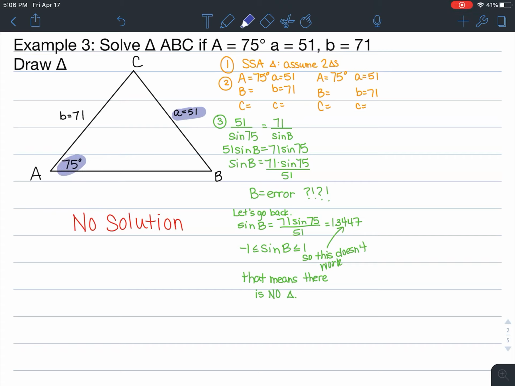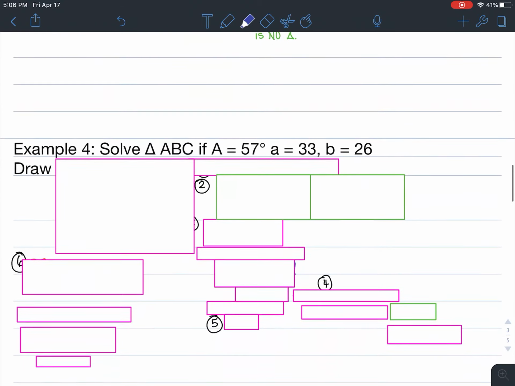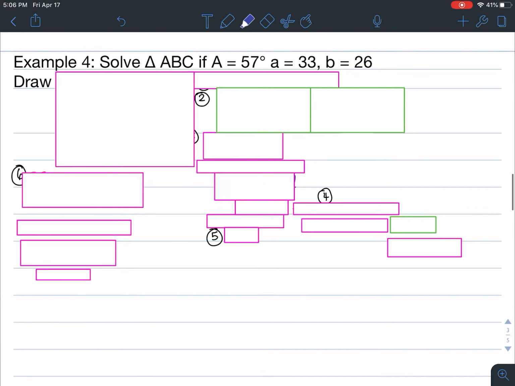Given this 51 and this angle of 75, 71 for side B, it's just too big. This is just never gonna make a triangle. Okay, so let's try a new one.